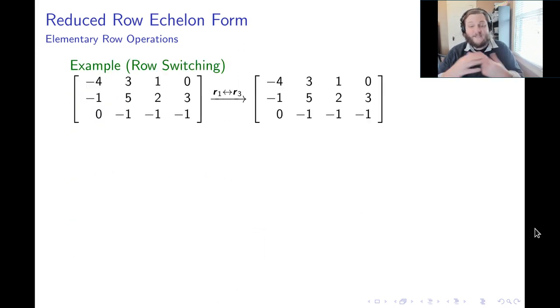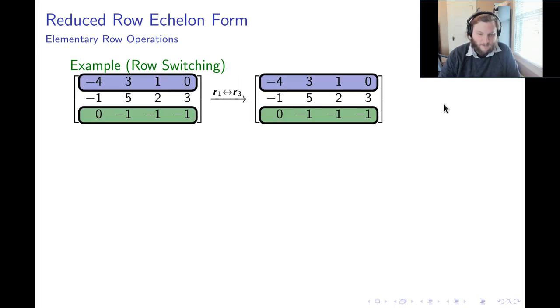Okay, so let's see some examples of this in action. Here we're going to take this perfectly good 3x4 matrix, and perform a row switch. We're going to take the first row and switch it with the third row. So how does that work? Well, we have our first and third rows, and when we do the elementary row operation, we switch them. It's that simple.